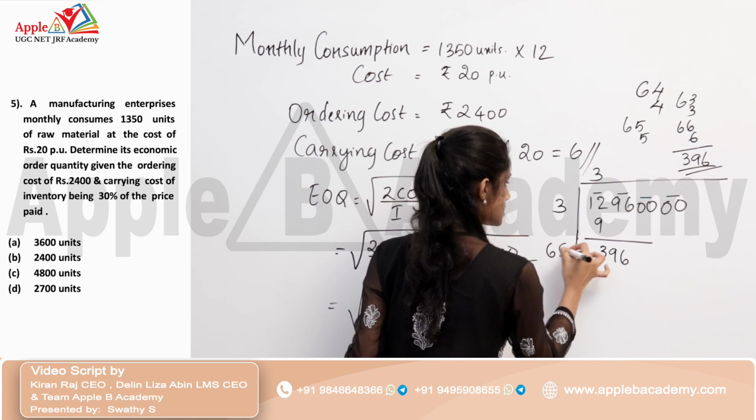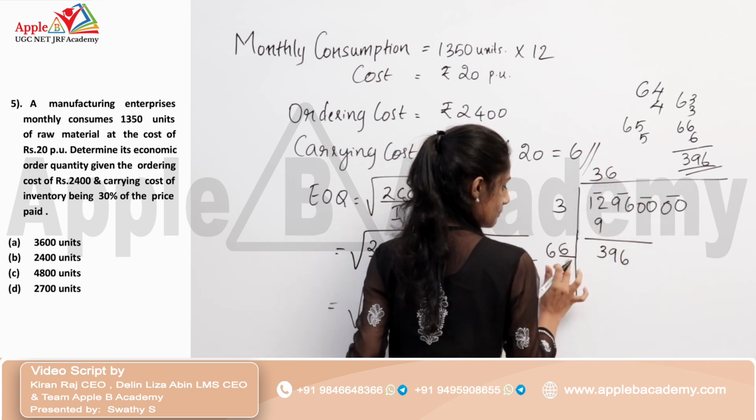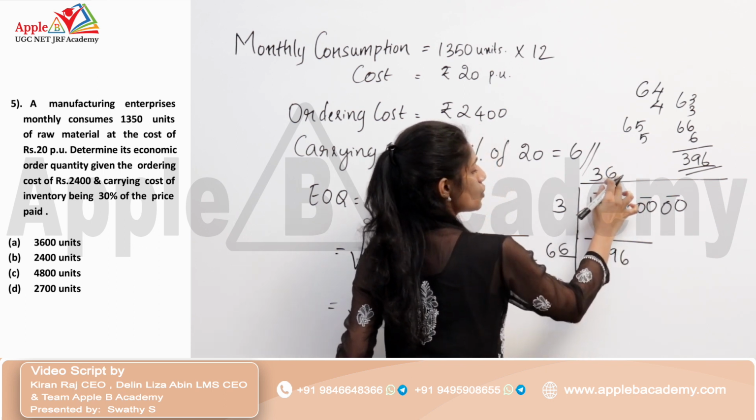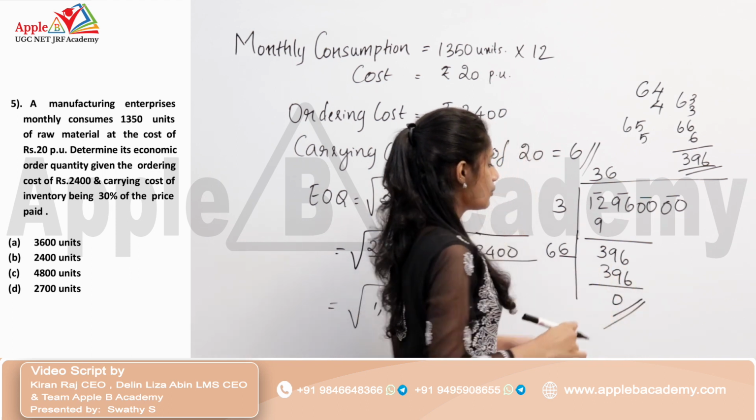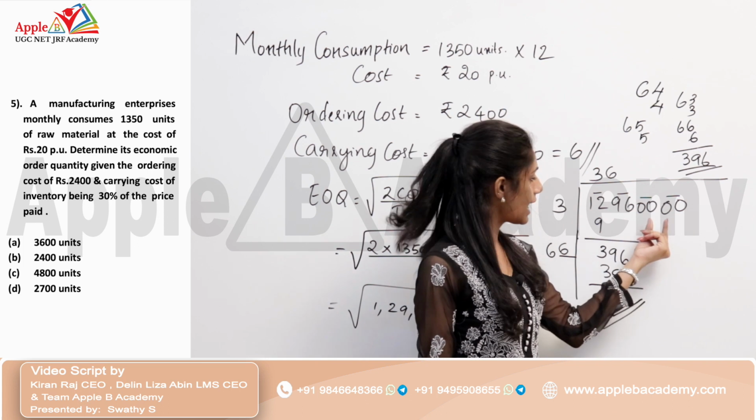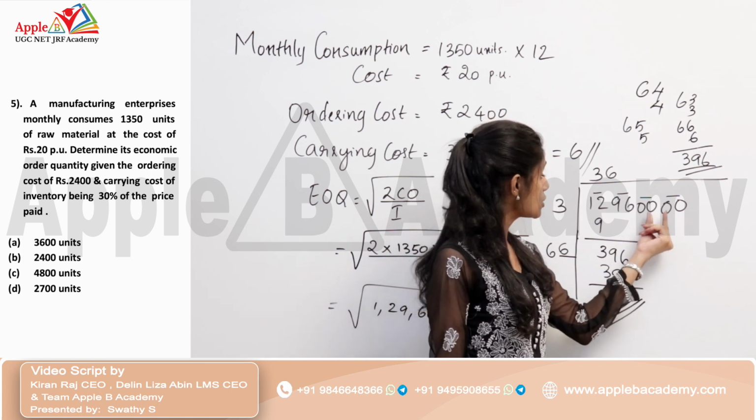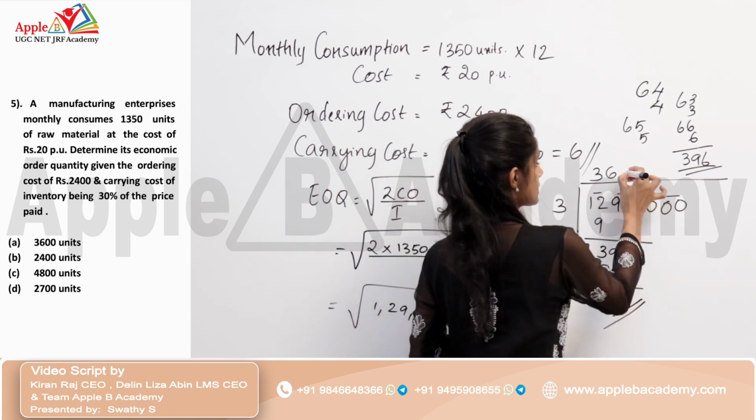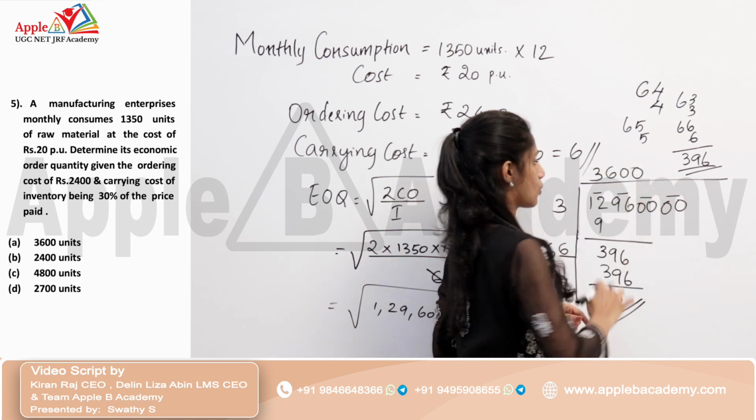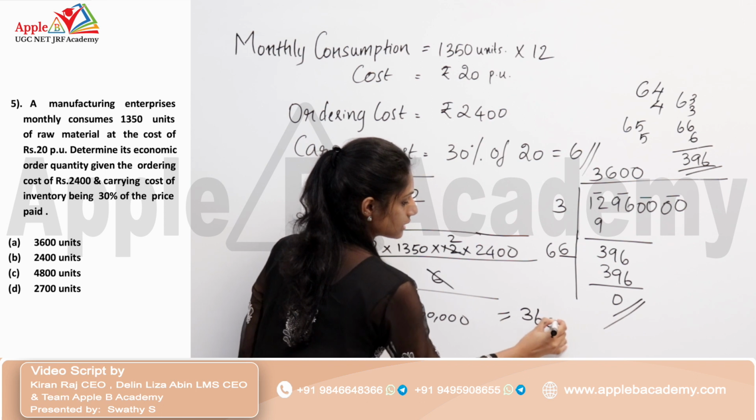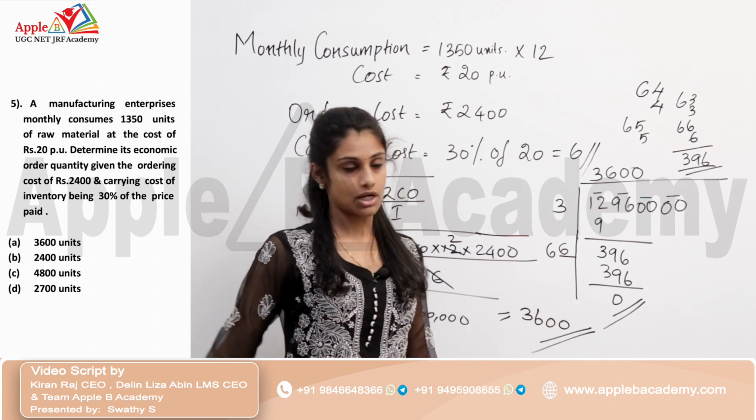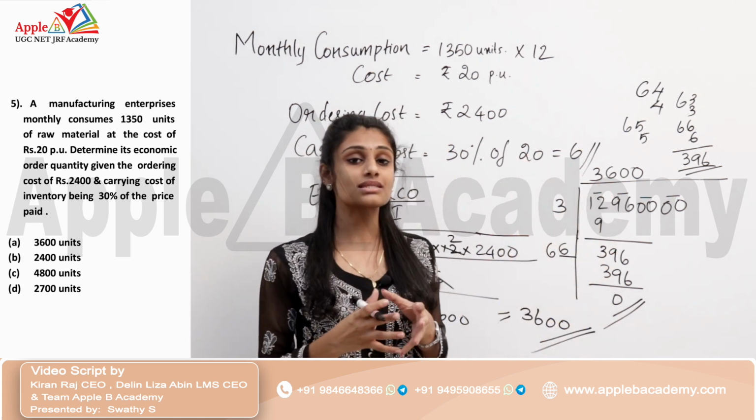So I am writing 6 here, and here also you have to write the number which you placed there. 396. Now you have two groups, and each group contains two zeros, so you can take them as common. So 0, 0. The answer for this particular problem will be 3600. So this is the way you can take the square root.